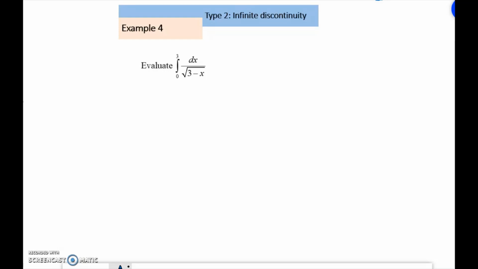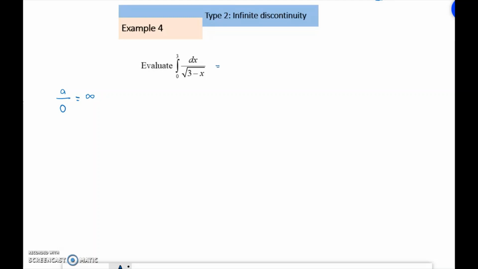This integral is definite. The second step is we check this function. Is it continuous or not? To check if the function is continuous or not, for a fraction, we have to make sure that any number over 0, we know that for this case, it will create an infinite discontinuity, which is infinity.